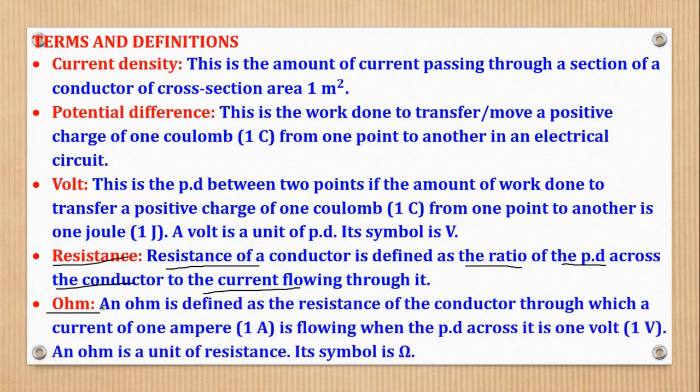Next is the ohm. The ohm is the SI unit of resistance. An ohm is the resistance of a conductor through which a current of 1 ampere is flowing when the PD is 1 volt. So current has to be 1 ampere and PD has to be 1 volt.